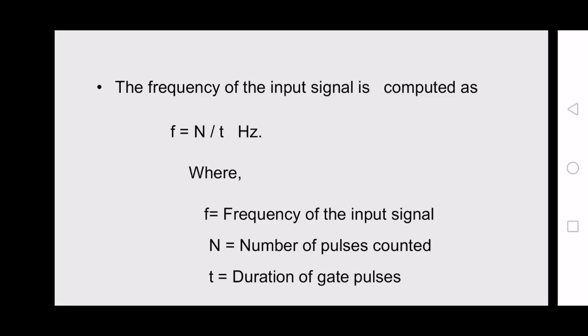Then the frequency of your unknown signal is given by f equal to n by t. So your frequency f will be given by the formula n by t, the number of pulses counted divided by the duration of the gate pulse. That will give the frequency of the unknown input signal.